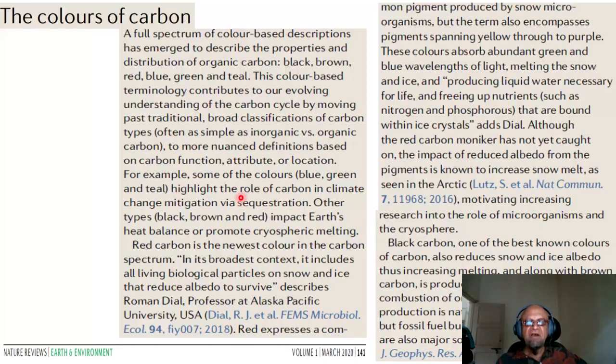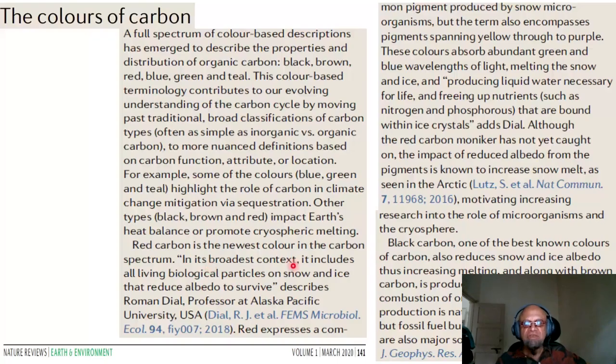For example, some of the colors, blue, green, and teal, highlight the role of carbon in climate change mitigation via sequestration. Other types, black, brown, and red, impact Earth's heat balance or promote cryospheric melting. So there is the energy balance impact of carbon, and then what we do about it by hiding it somewhere, right? Like capturing and sequestering it.